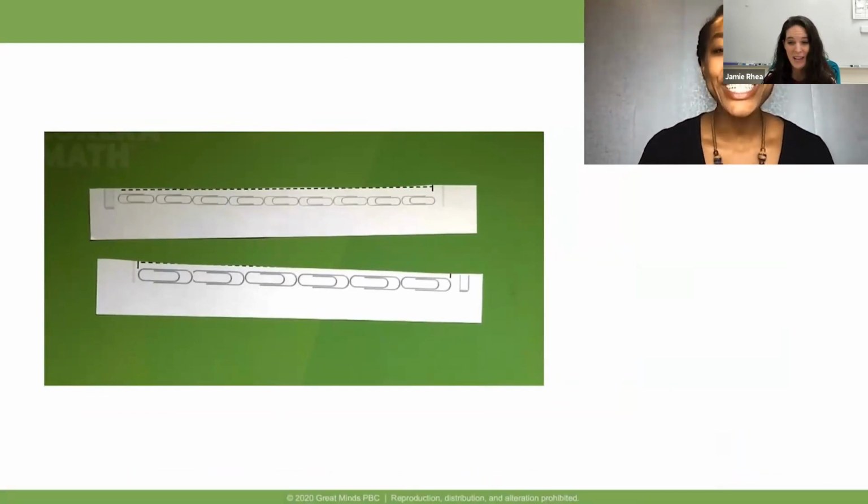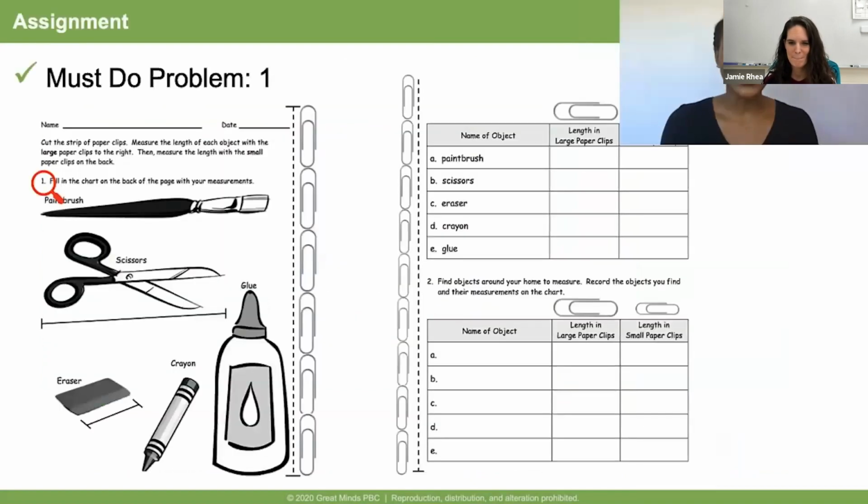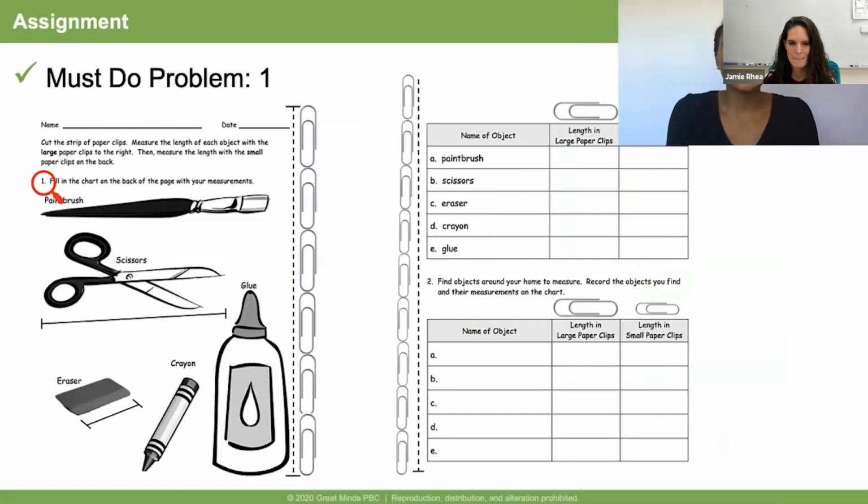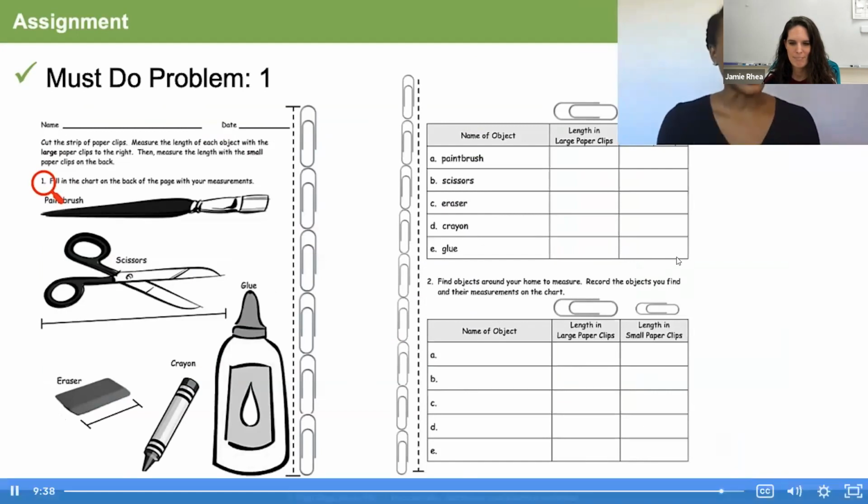Again, if you don't have access to print it out, it's okay. We'll choose paper clips as we practice. You're ready to measure. Your must-do problem is number 1. We'll do A. Have a good time measuring and remember to use the small paper clips and the large paper clips, but not mixed together.